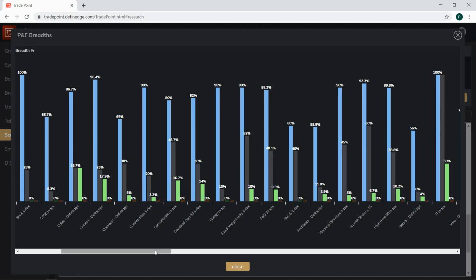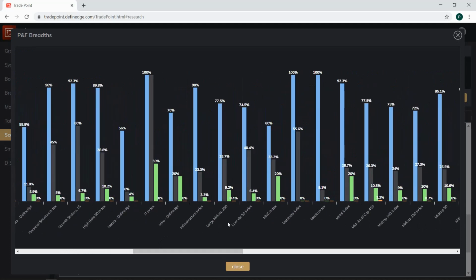So now you can quickly see where the tall green and gray bars are. Those are the sectors which are showing you how many stocks have given a bullish breakout in that particular sector and there is strong momentum. So this tells you about the strength of every sector, right?